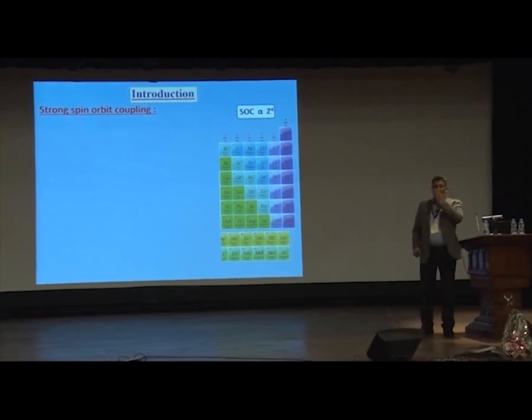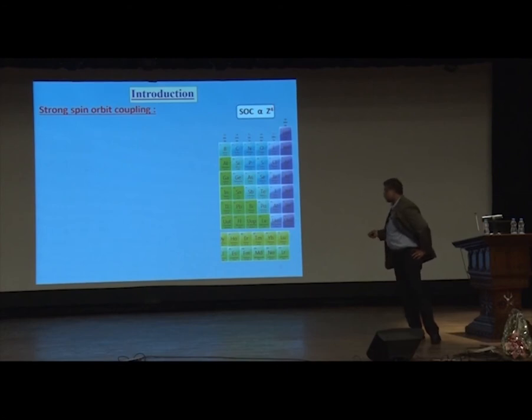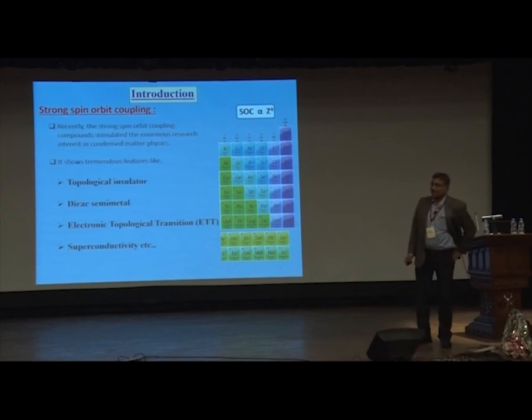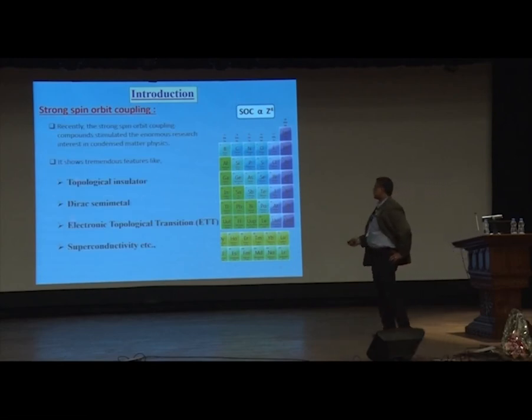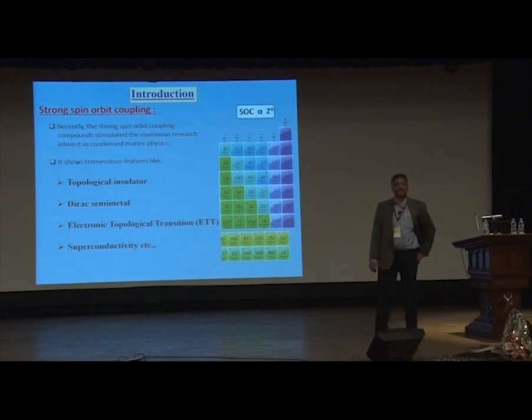I should thank Bhushan for giving me some introduction for this particular area. We are interested in strong spin orbital coupling, and this is related to the atomic number, to its fourth power. Most of the chalcogenides satisfy this condition, and there is strong interest, for obvious reasons. There's a Nobel Prize already won recently for topological insulators, and all of these Dirac semi-metals, of course. Bhushan talked about superconductivity, then electronic topological transitions. These are all very much related to strong spin orbital coupling.